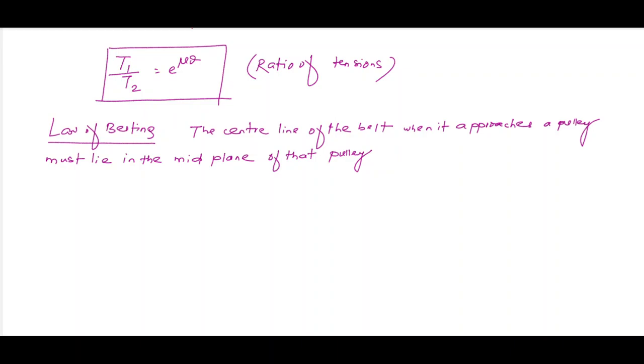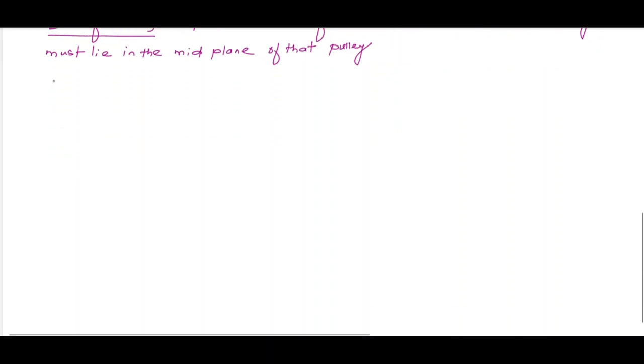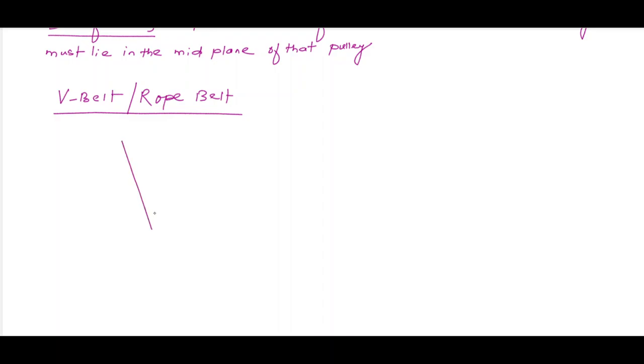You should remember this. Now another thing left is your V belt or rope belt. In V belt or rope belt, let's say first we'll draw the schematic of a V belt. This is the groove of V belt and this is the belt. This is the gap between the belt and the rim.